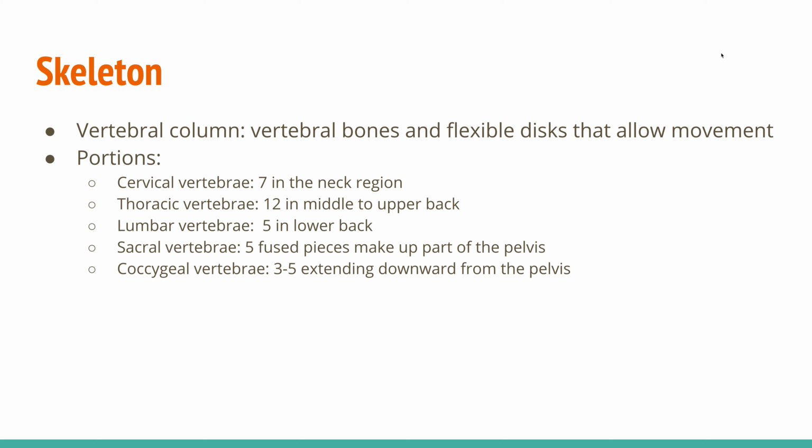So we have the cervical vertebrae, which are located in the neck, and there's 7 of those. Right below that, you have the thoracic vertebrae. There's 12 of those, and it's kind of in the area of the middle to upper back. Below that, you have the lumbar vertebrae, and there's 5 of them there, and they're right in that lower back region.